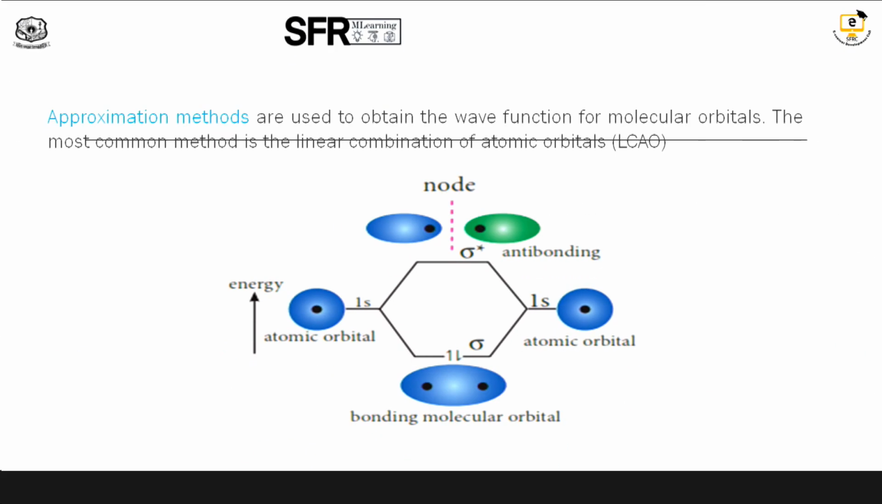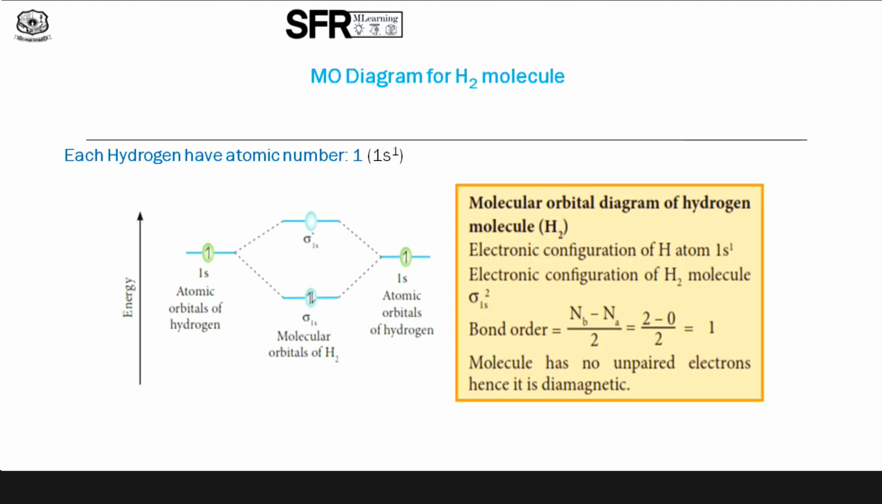One atomic orbital and another atomic orbital are present on the left and right sides of the slide, whereas in the center the molecular orbital is formed. The bonding molecular orbital is represented at the lower energy level, whereas the anti-bonding molecular orbital is represented at the higher energy level. We already said that a node is present in the anti-bonding molecular orbital. Between the two shapes there is a space, and we call that a node. This is the anti-bonding molecular orbital.